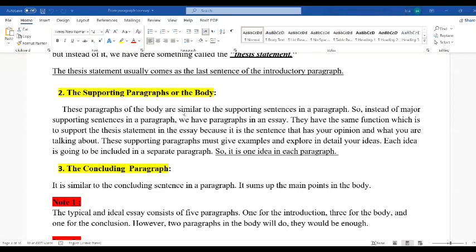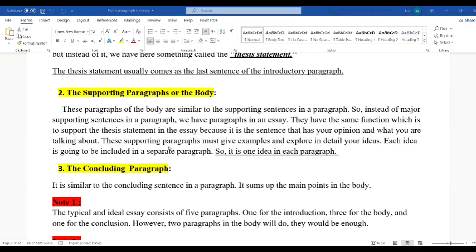So these paragraphs of the body are similar to the supporting sentences in a paragraph. Instead of major supporting sentences in a paragraph, we have paragraphs in an essay. They have the same function, which is to support the thesis statement in the essay. So all the supporting body paragraphs support what? The thesis statement in the essay, because it is the sentence that has your opinion. It is the sentence that holds the main idea of what you want to talk about.